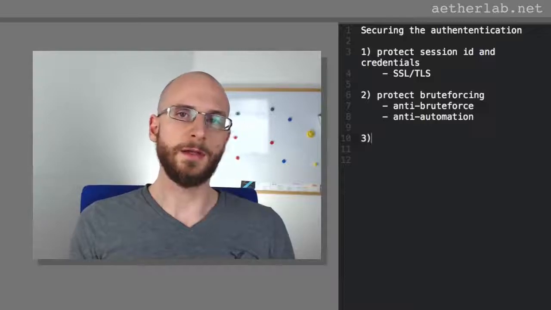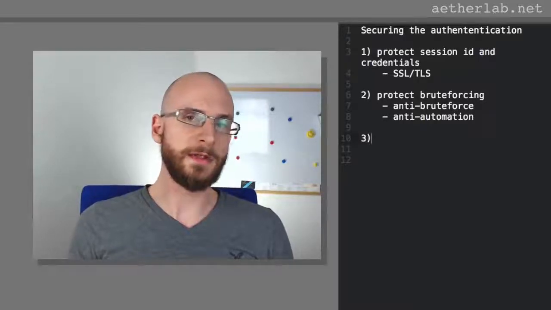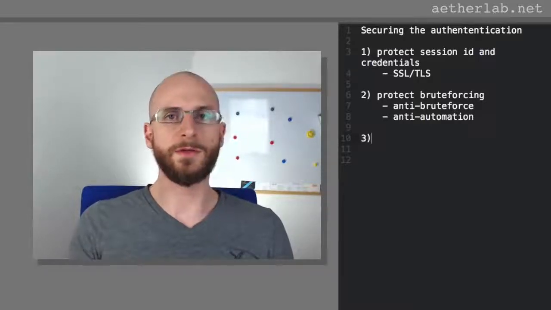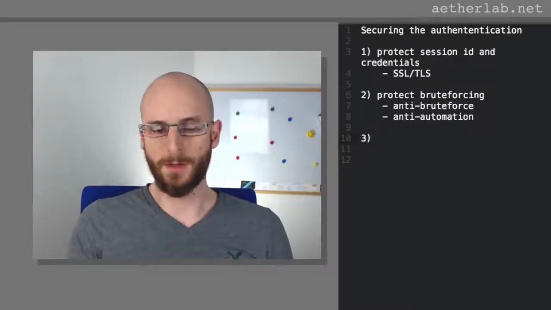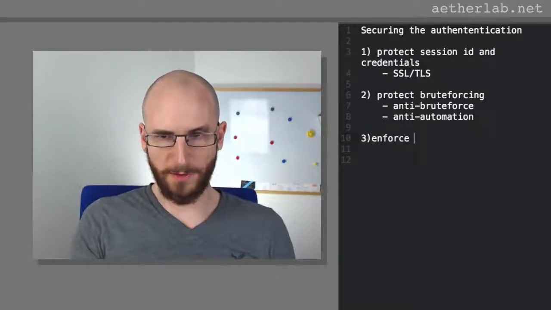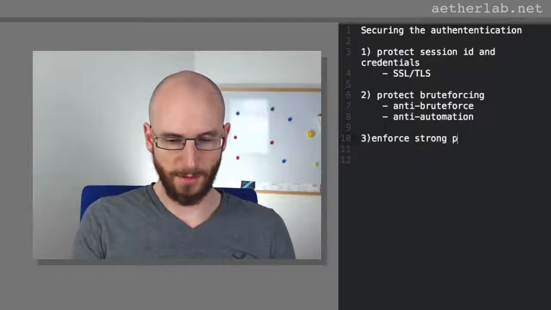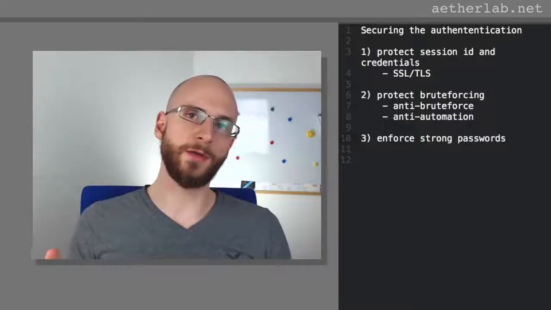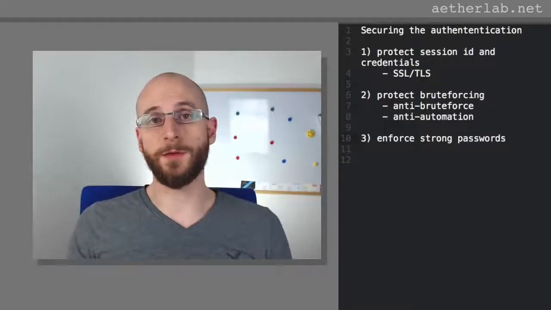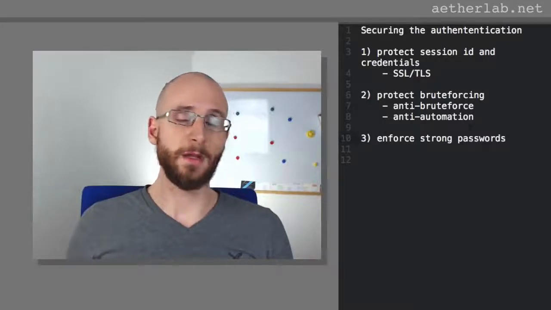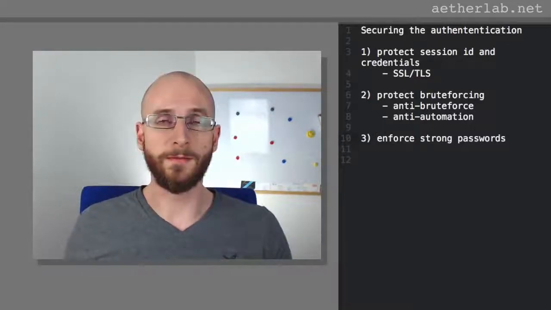Now the third is that still the biggest problem is that users use weak passwords. So you have to enforce strong passwords. Also make sure that these strong passwords are renewed from time to time. Yes, it's a pain, but that's the way it is.